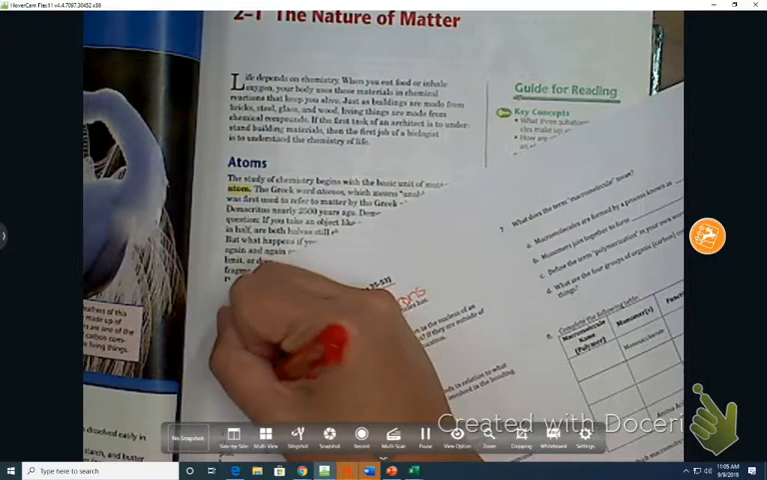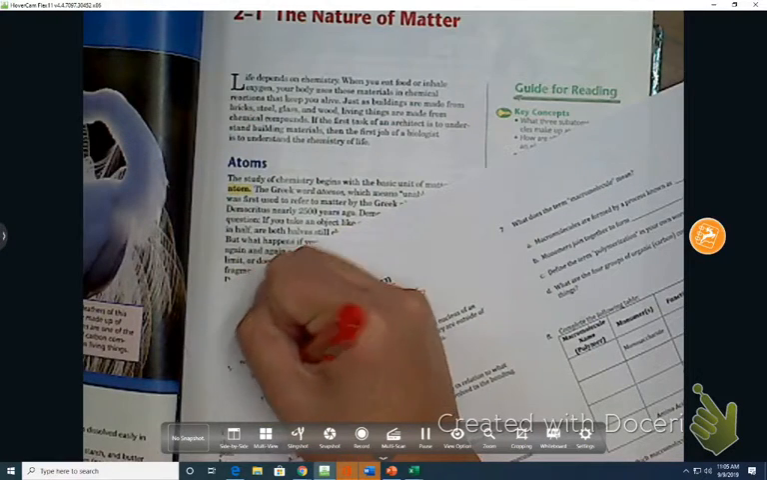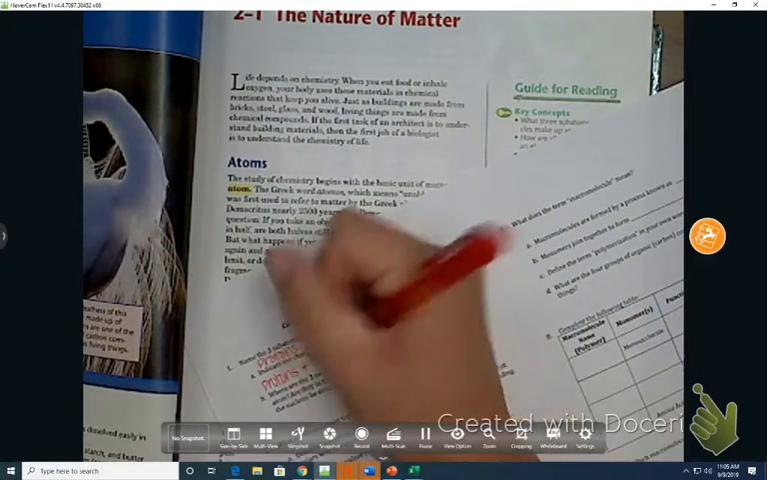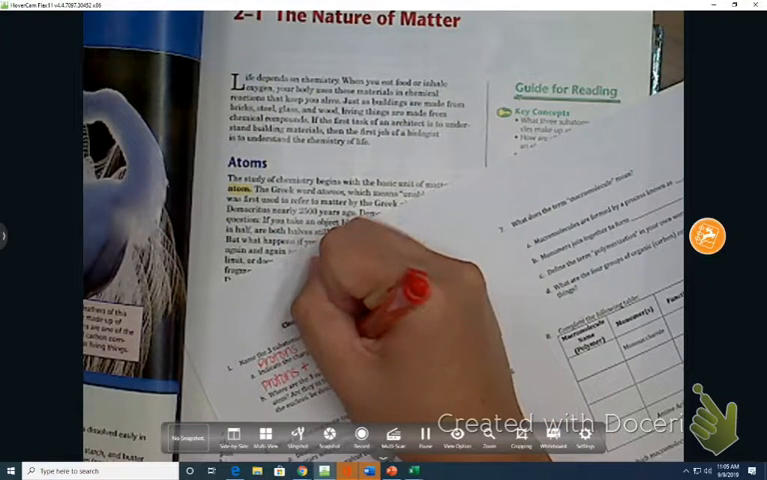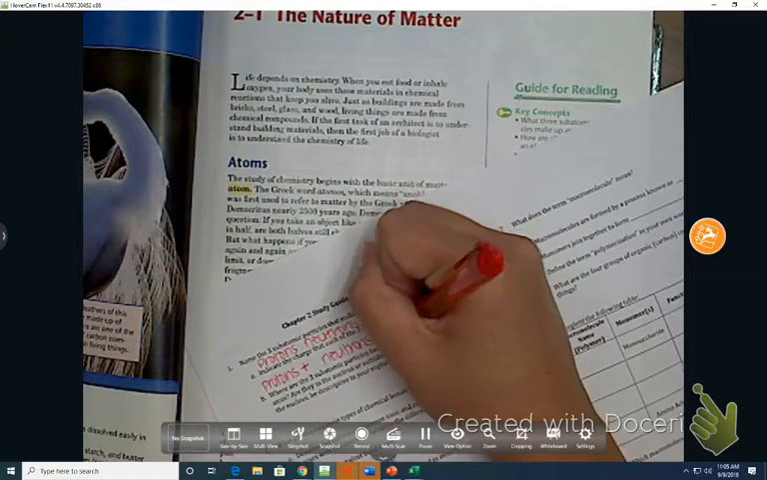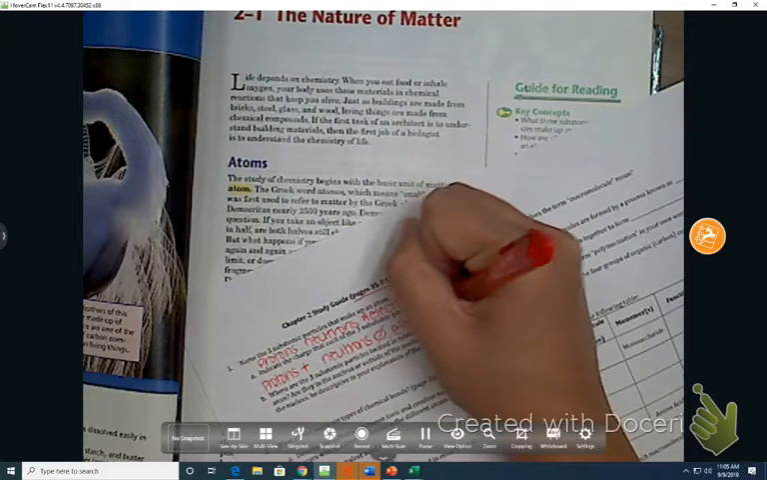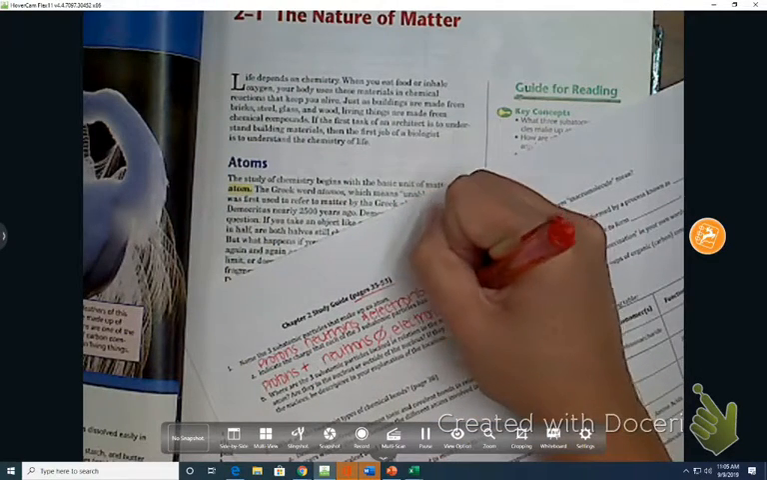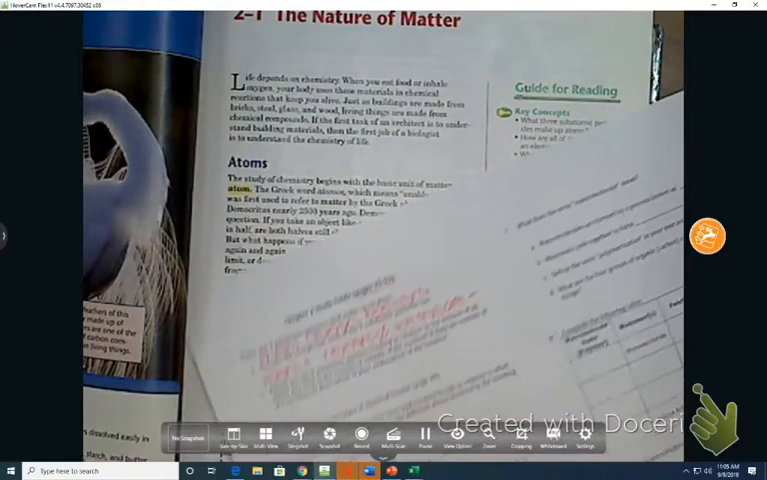So we know protons are positive, neutrons are neutral, and electrons are negative.